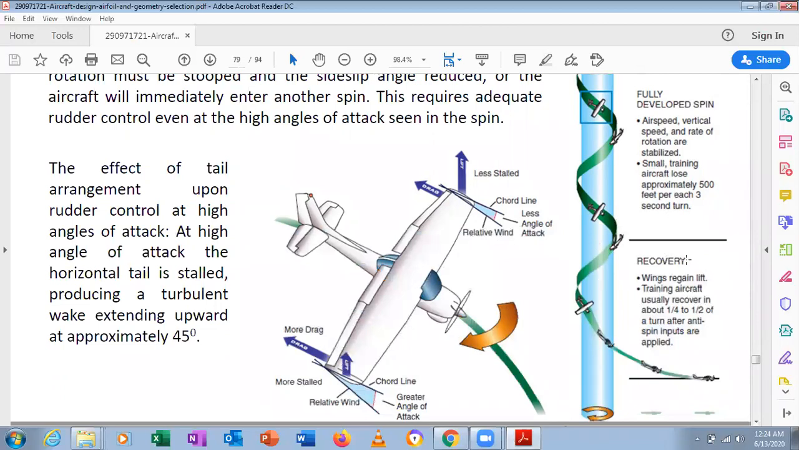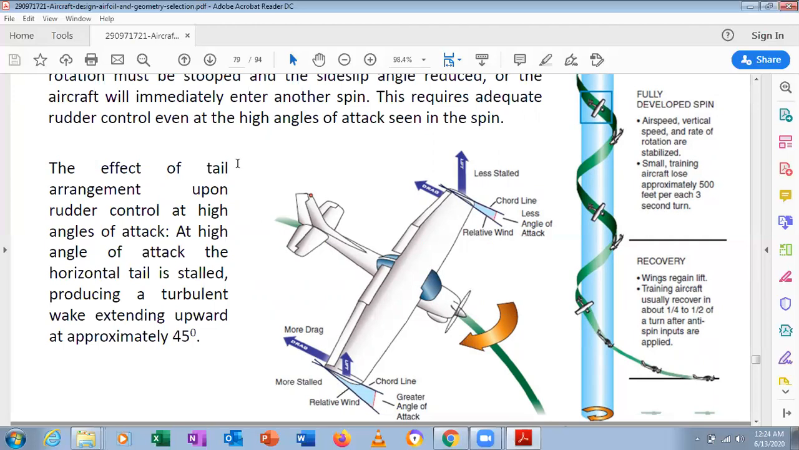For wing recovery, the wing regains lift, and a training aircraft usually recovers in about 1/4 to 1/2 of a turn with anti-spin inputs, and it will come back to the stable state. You can see there is an effect: we have a less stalled wing and a more stalled wing, which determines in which direction it is going to spin.